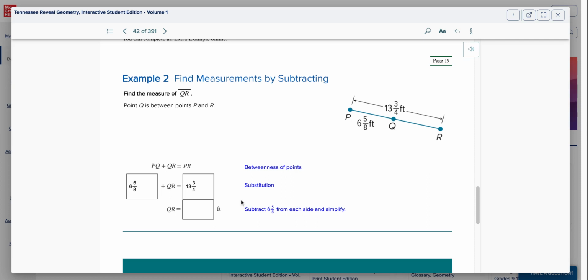So you guys that had Algebra 1, the opposite of adding 6 and 5/8, you learned was to subtract 6 and 5/8. So grab you a calculator, put in 13 and 3/4, and then subtract 6 and 5/8. So 13 and 3/4, and you're going to hit your subtraction button and put in 6 and 5/8.